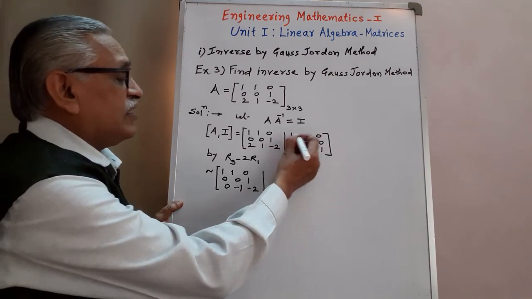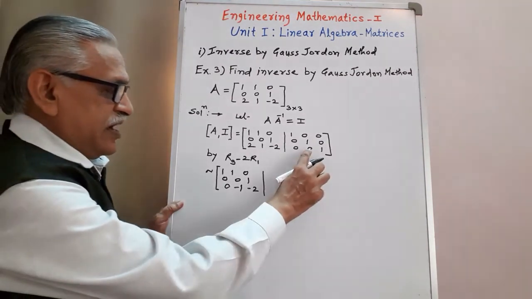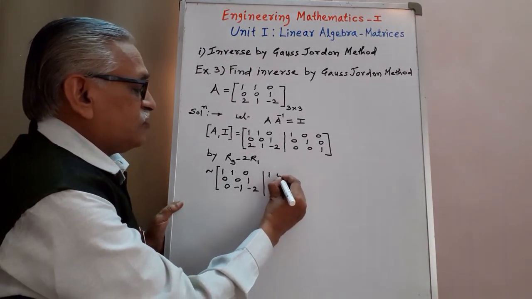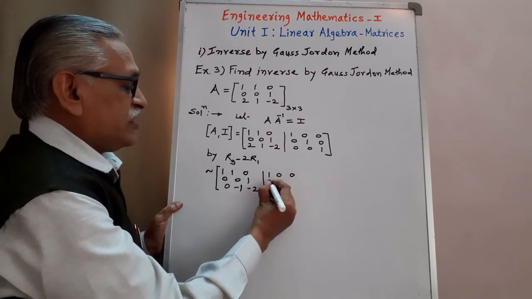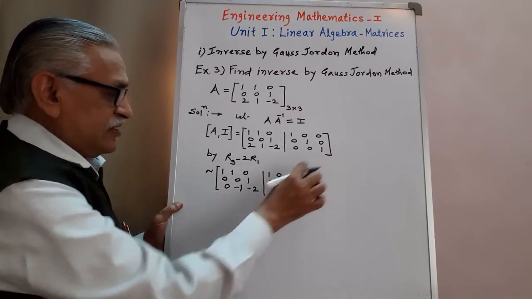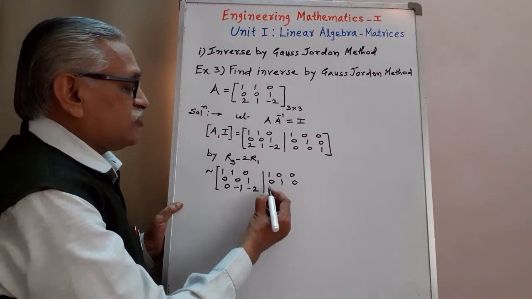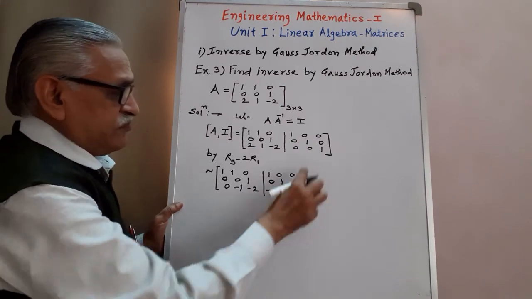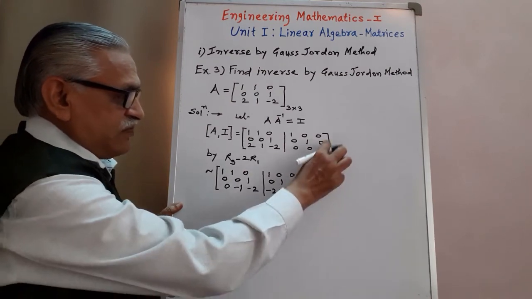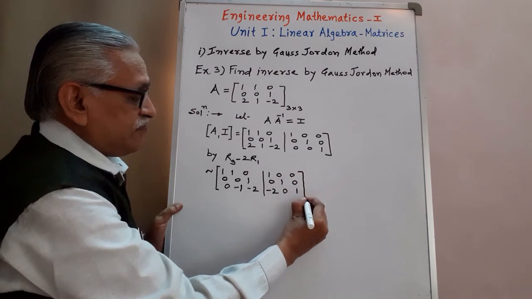Then the same transformation I am applying on this identity matrix. First row no change, 1, 0, 0. Second also no change, 0, 1, 0. Applying this R3 minus 2 R1: 0 minus 2 times 1, 0 minus 2, we get minus 2. 0 minus 0, 0. And 1 minus 2 times 0, 1 minus 0, we get 1.